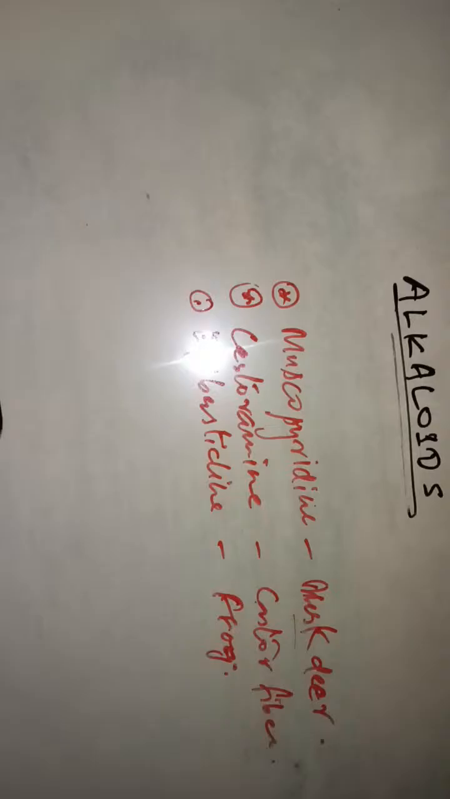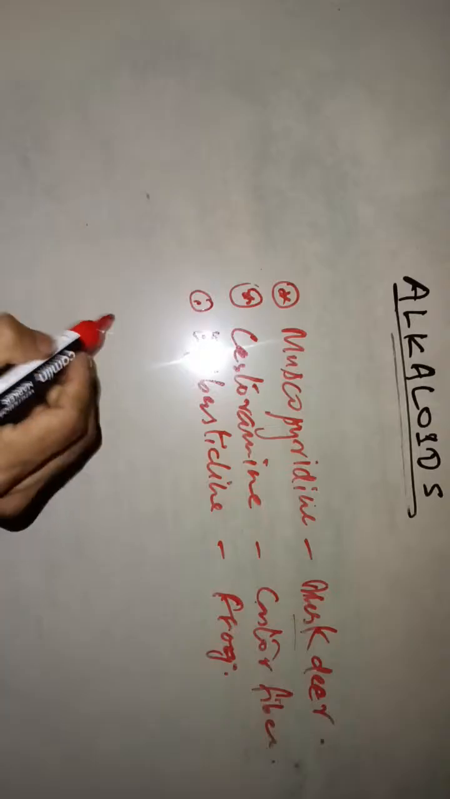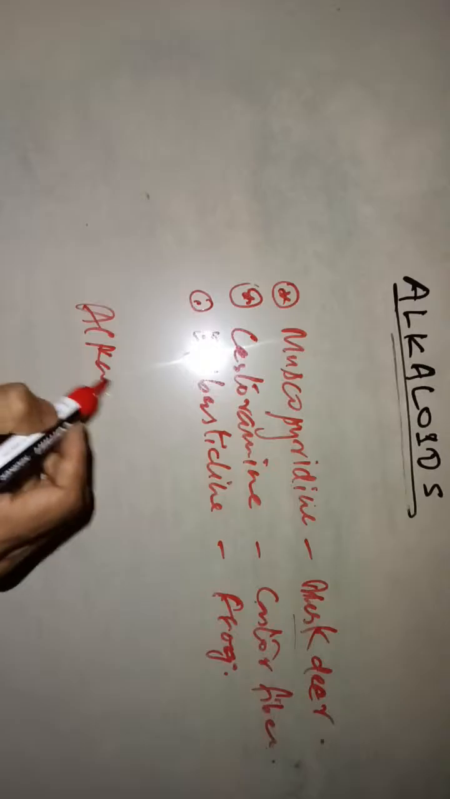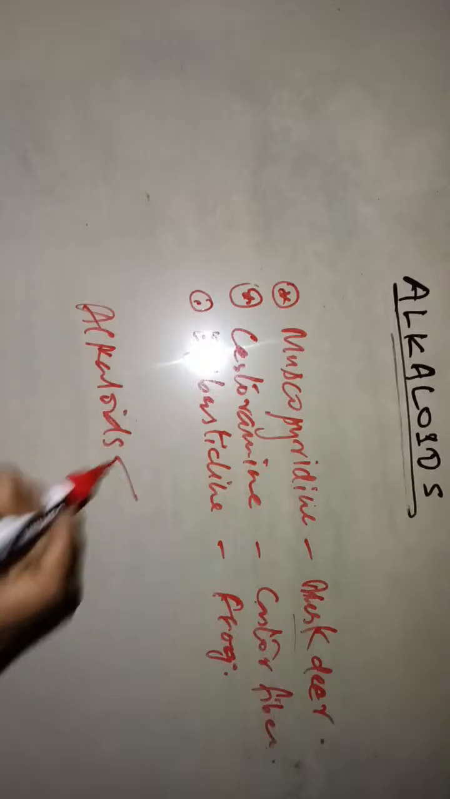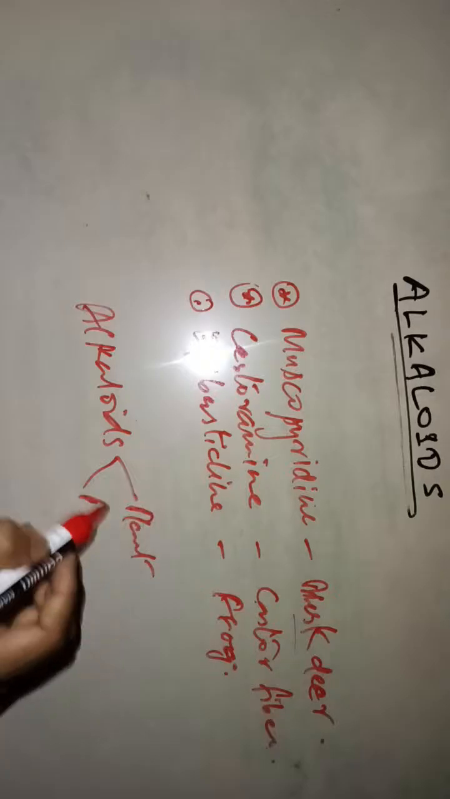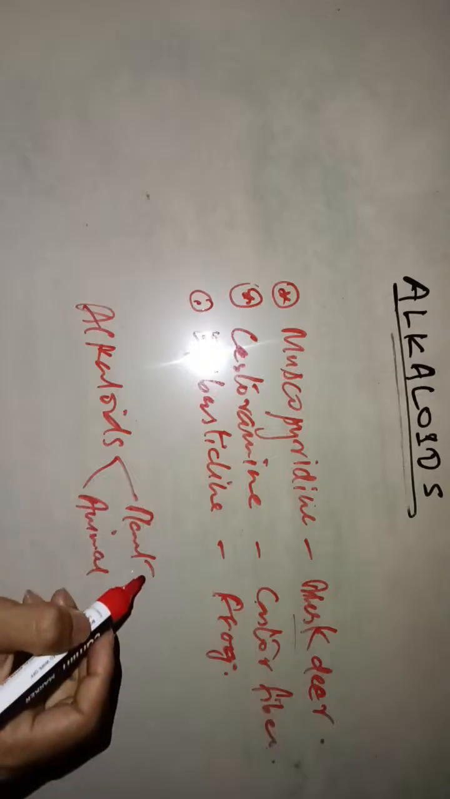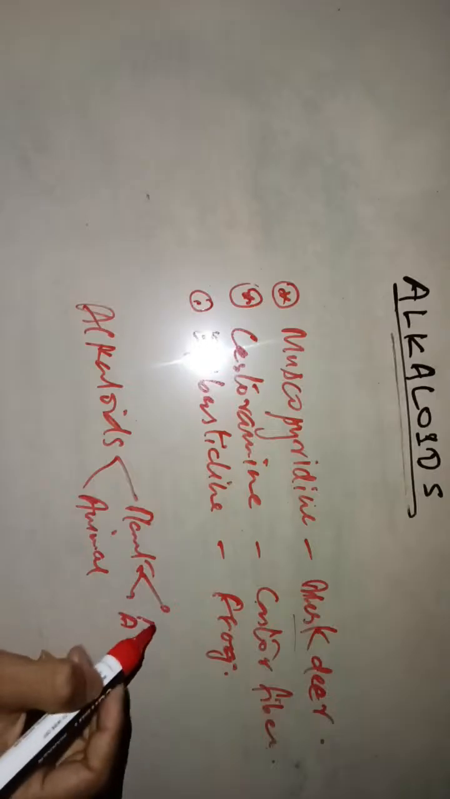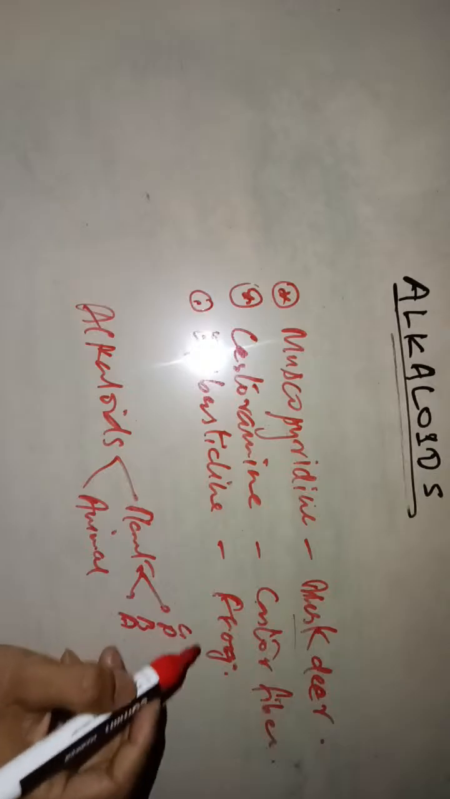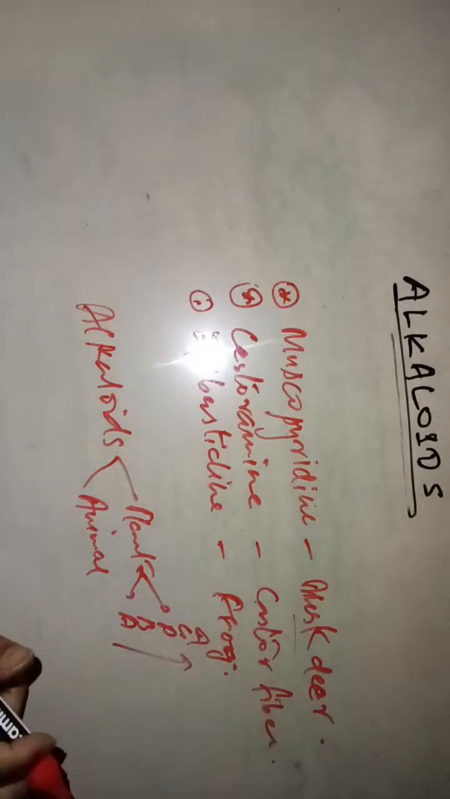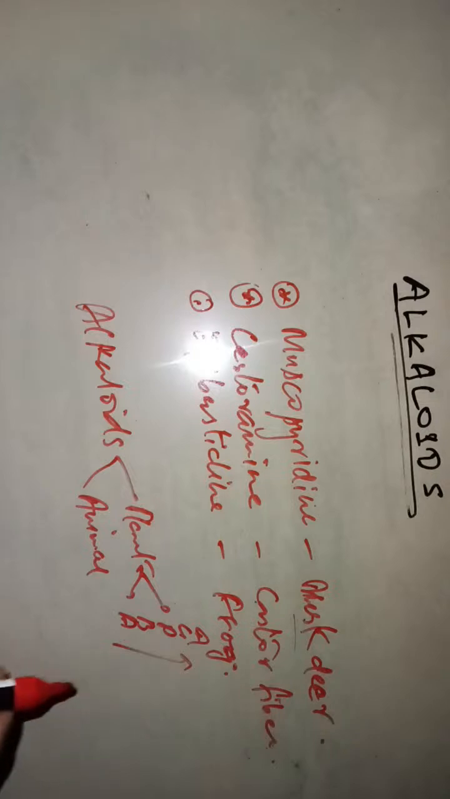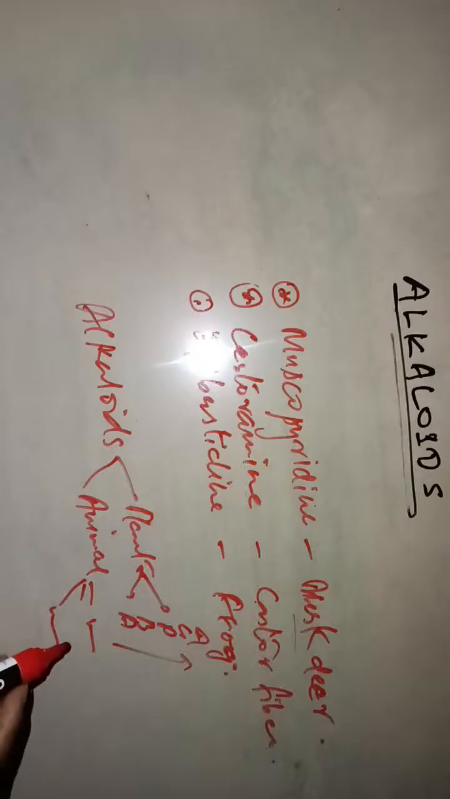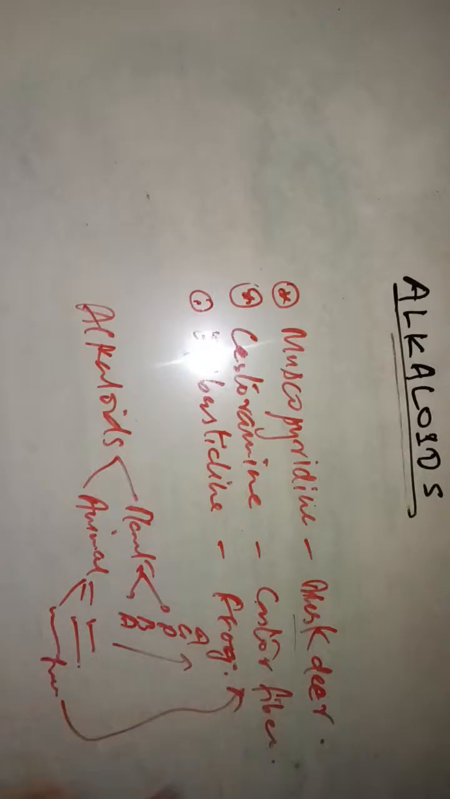So what does it mean? It means that alkaloids are found in plants as well as in animals. In plants, it is found from the lower class, that is algae, to higher class: bryophyte, pteridophyte, gymnosperm, angiosperm. In animals, it is found in musk deer, frog, and castor fiber.